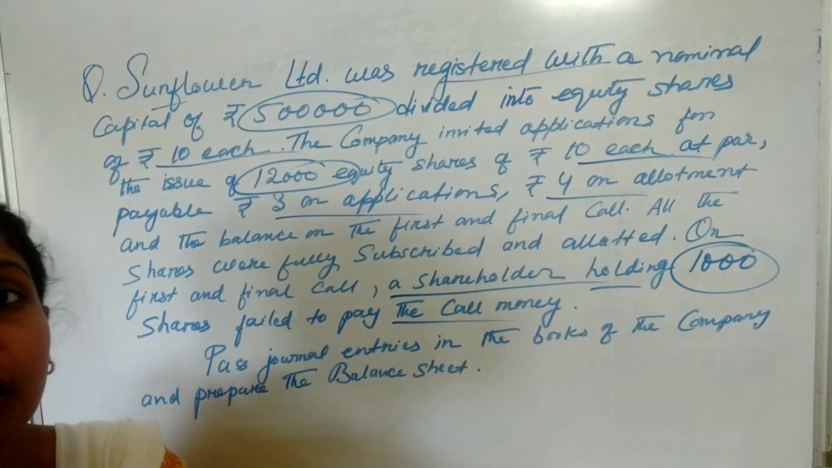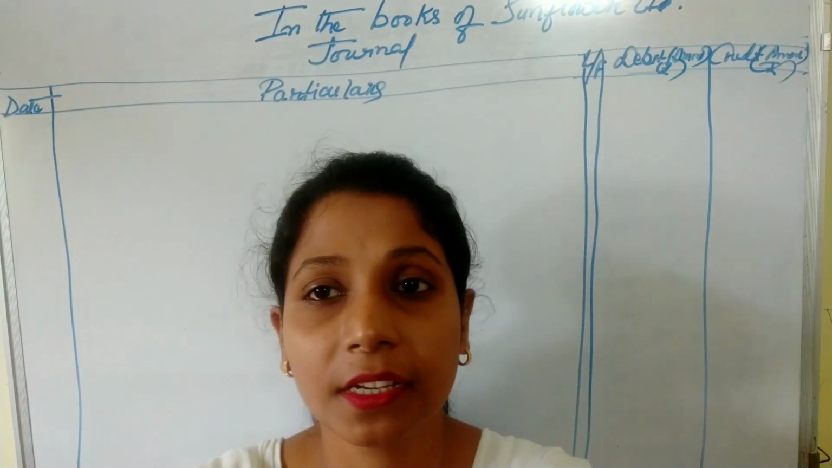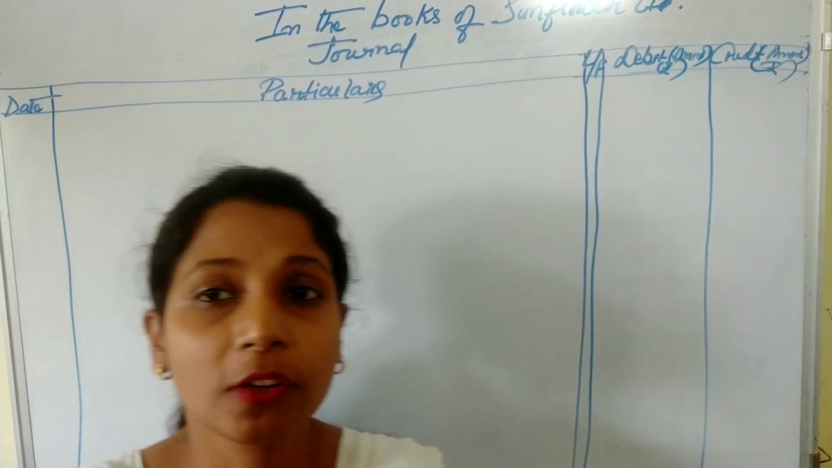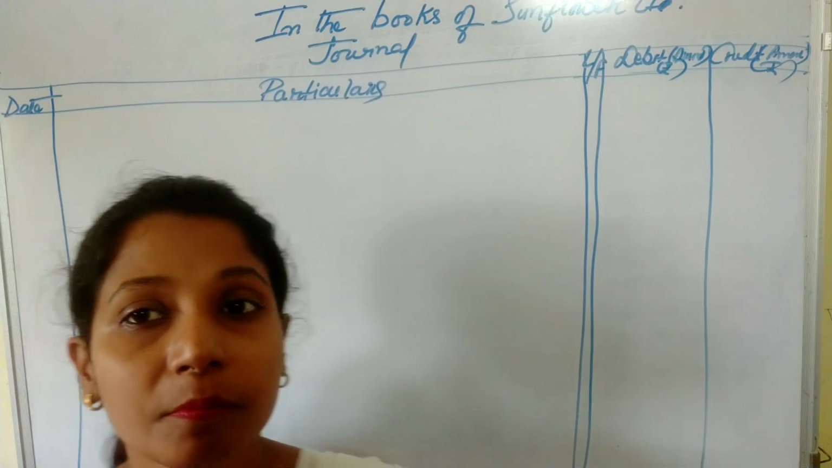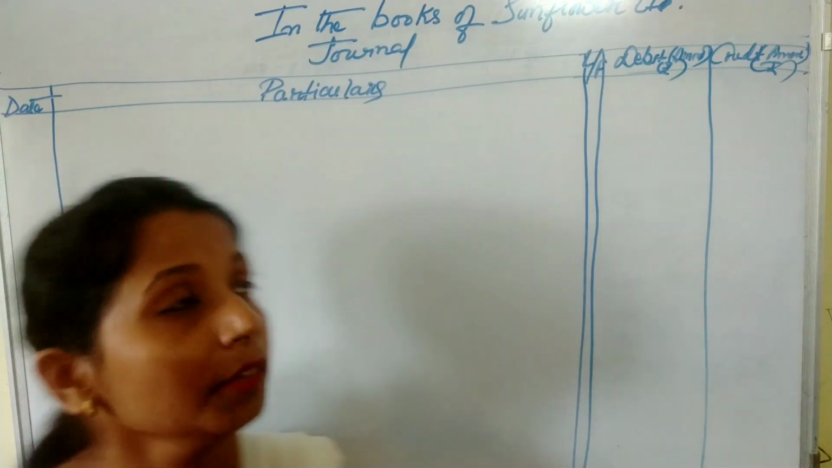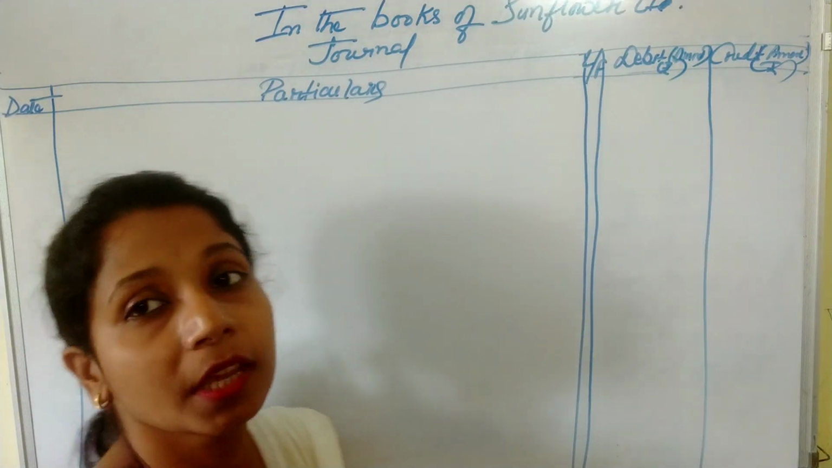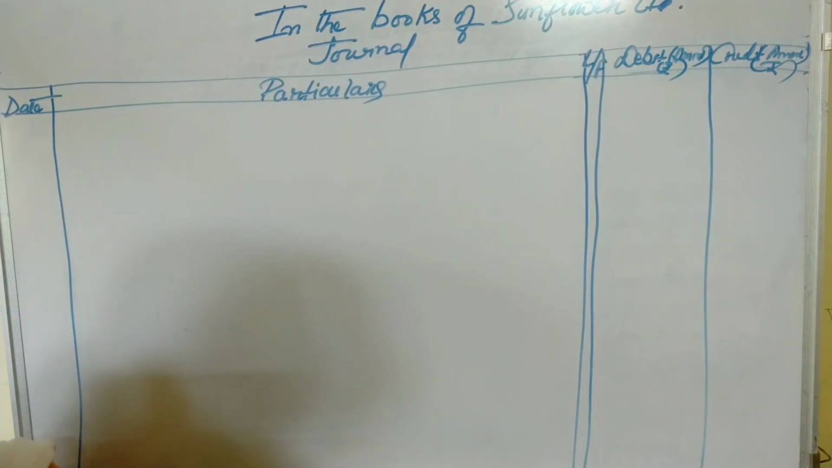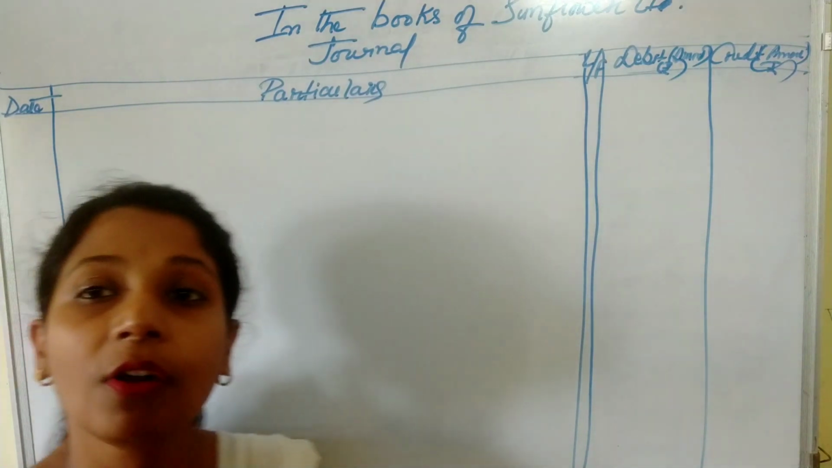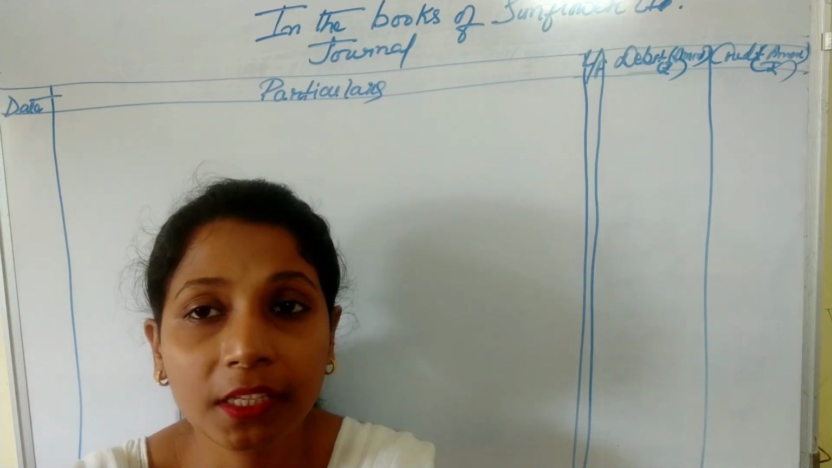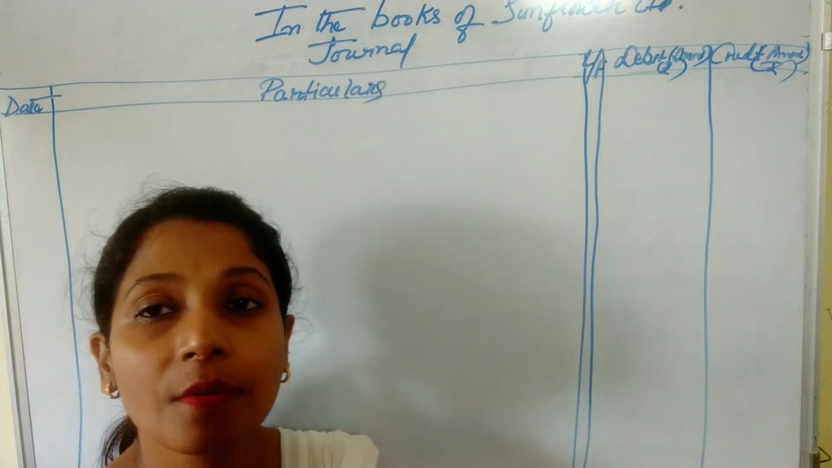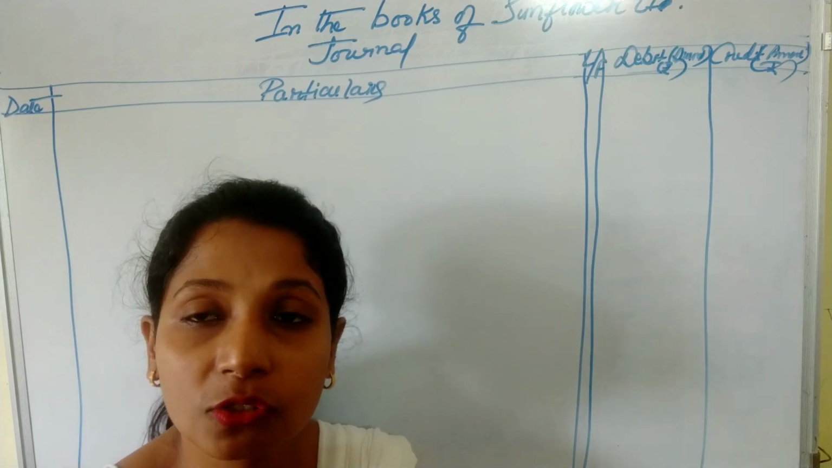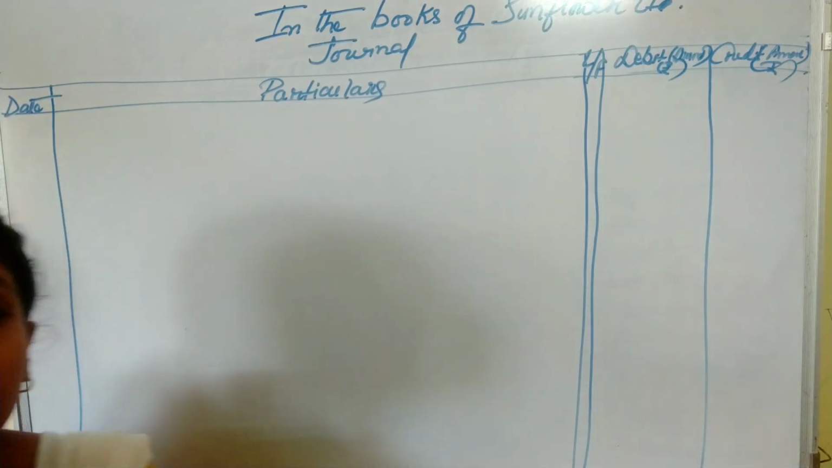So let's solve the question. This is the format of our journal entry. First of all, we are required to prepare the format of the journal entry, and in the format we should write the name of the company and the word journal below it, and we will write the name of each column, and then we will start giving the entries. So our first entry is receiving of application money. The company's nominal, or you can say authorized capital, is 5 lakhs, but the company has issued only 12,000 shares. So our issued shares is 12,000.